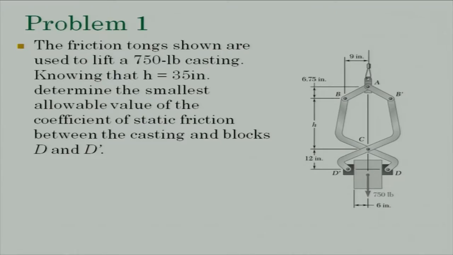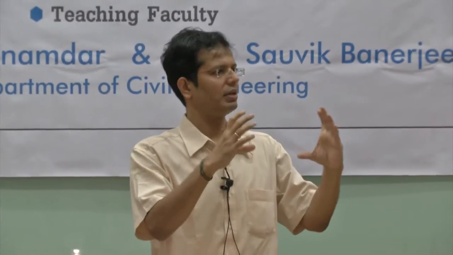So what we have in this example are what are called friction tongs. In these friction tongs, suppose there is a block which is resting on the ground and you want to lift it up using the tongs. Suppose, for example, this is a hot metal block, you don't want to touch it. So these tongs are used to lift up that block. Now, how does this mechanism work? You bring these tongs, and there will be some weight for that tong.